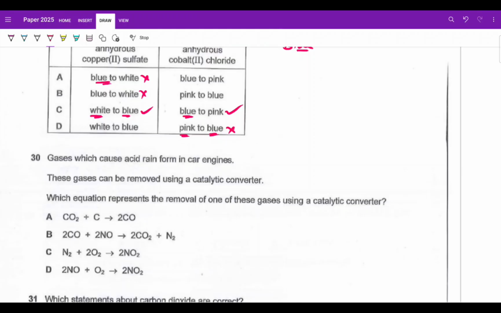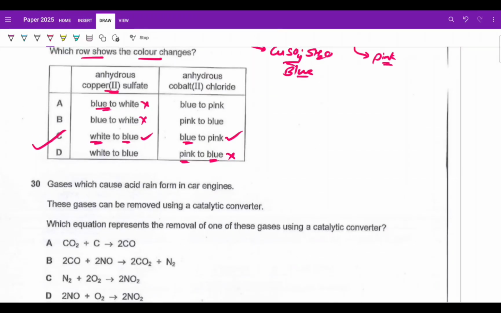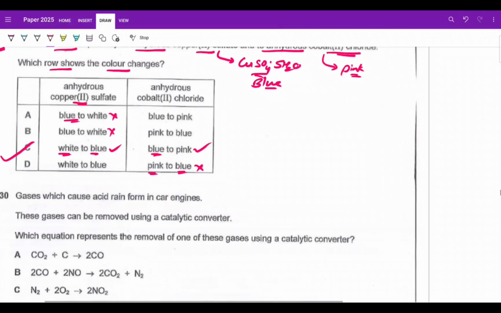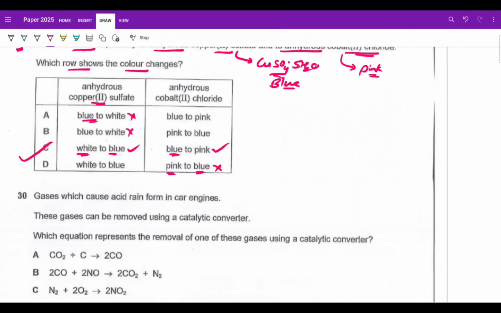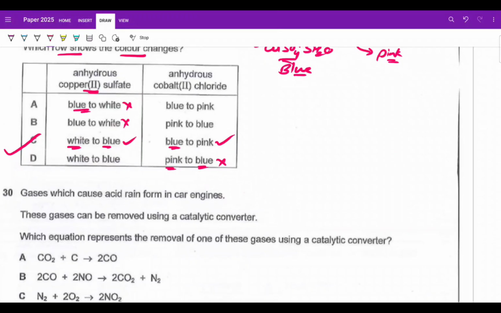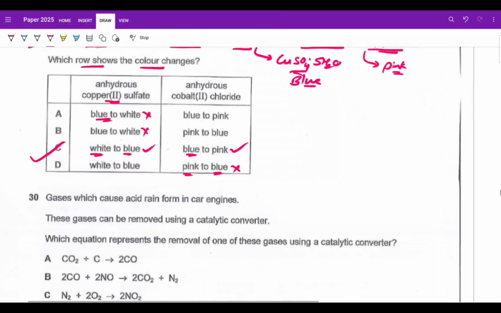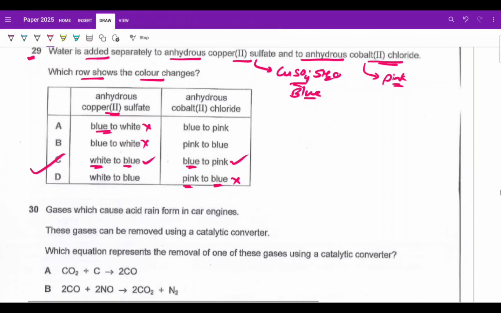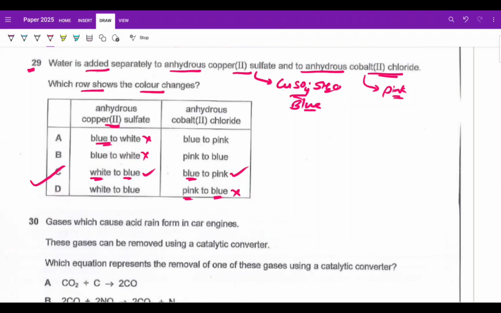It's wrong. Thus, option C is correct, in which when you add water to anhydrous copper sulfate, it converts to hydrated, which is blue in color. Anhydrous is white. Therefore, the answer is white to blue. Whereas anhydrous cobalt chloride is blue in color and hydrated is pink in color. Therefore, the color change is from blue to pink. Option C. The 29th question's correct answer is option C.